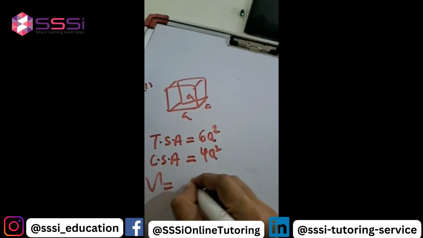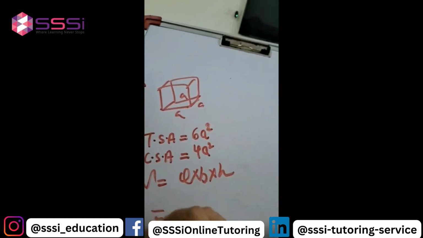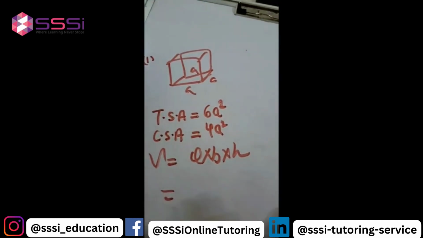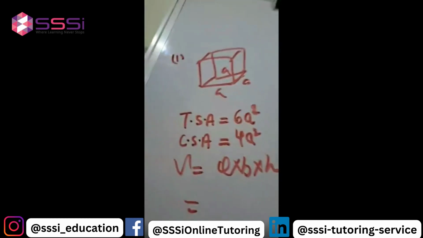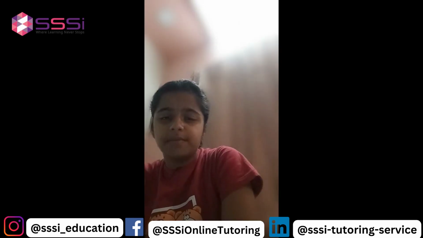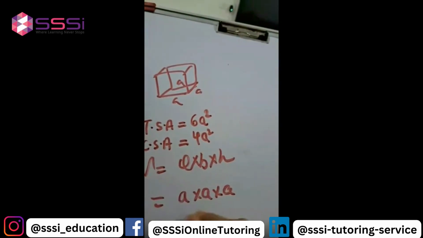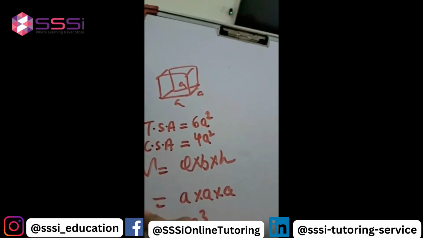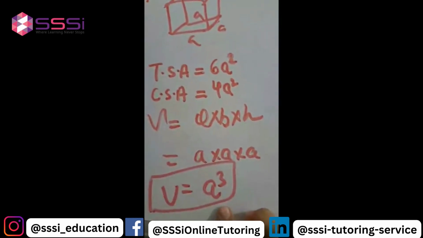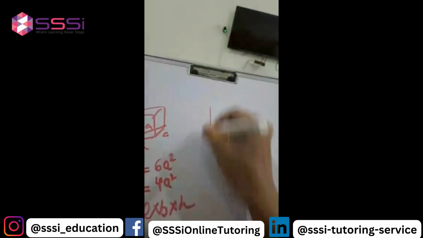Volume is also length into breadth into height. Can you tell me what is length here, what is breadth here, and what is height here? All are the same. Why are you confused? So what is your answer? It is a cube. Yes.